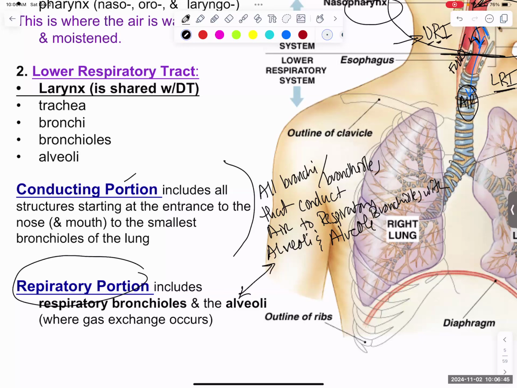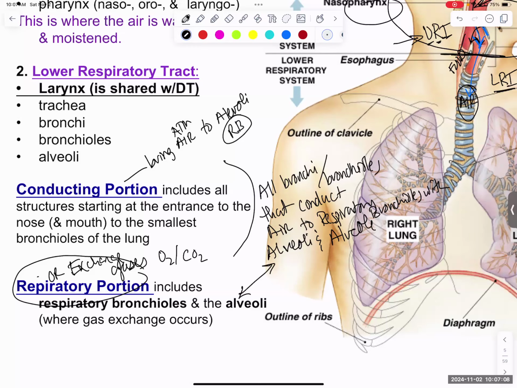Why? This is just conducting air. It's just bringing air, and it's atmospheric air to the alveoli and respiratory bronchioles. Why? So then we can respirate or exchange gases, right? Exchanging gases. That's going to occur only in the respiratory bronchioles and the alveoli.